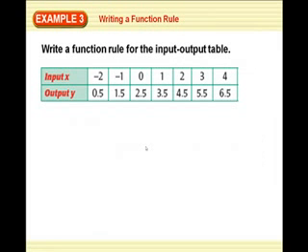There's our range. That's it. Okay, now they're giving us the table. We have to figure out the rule. What are we doing to x to get y?